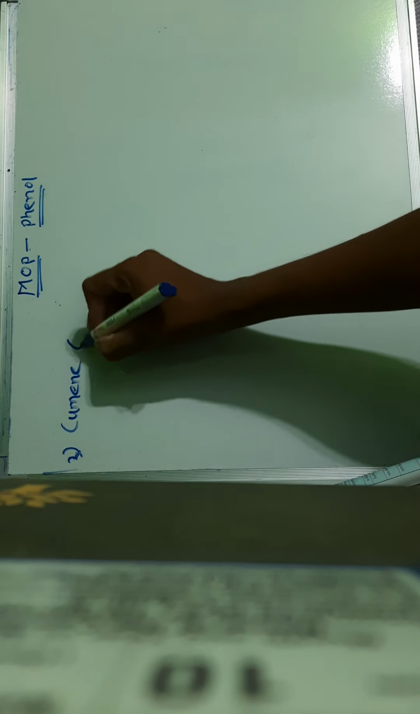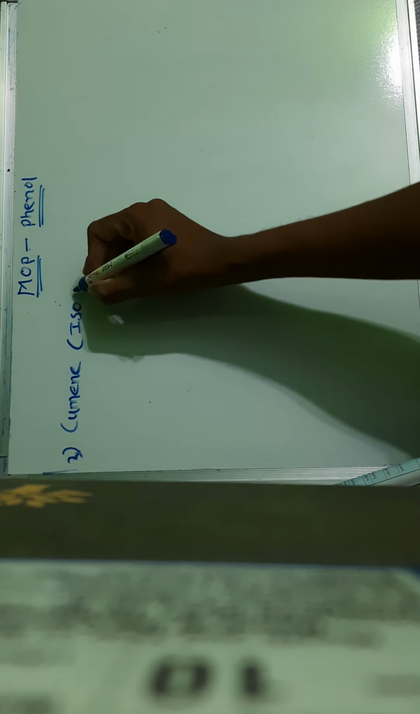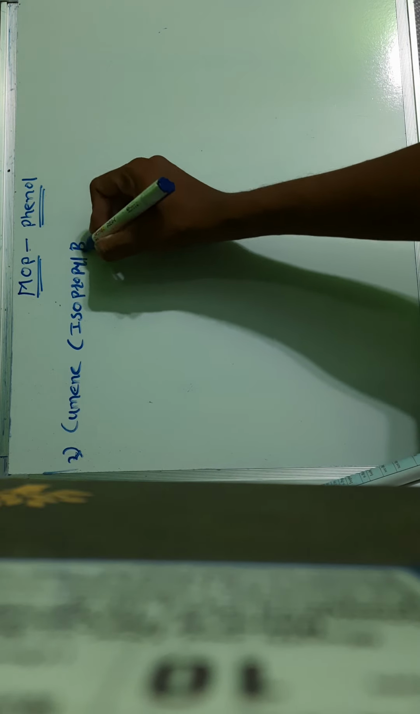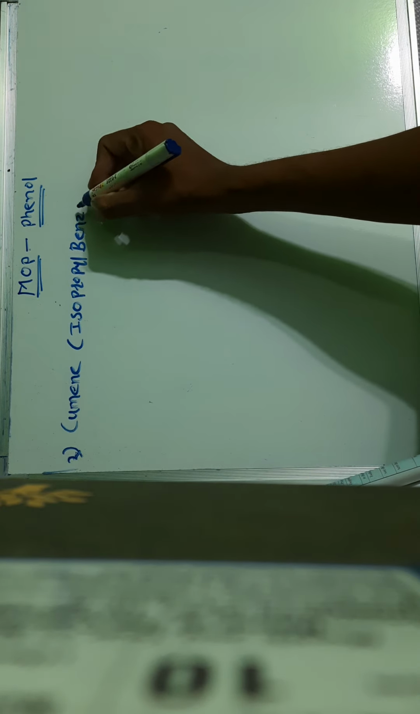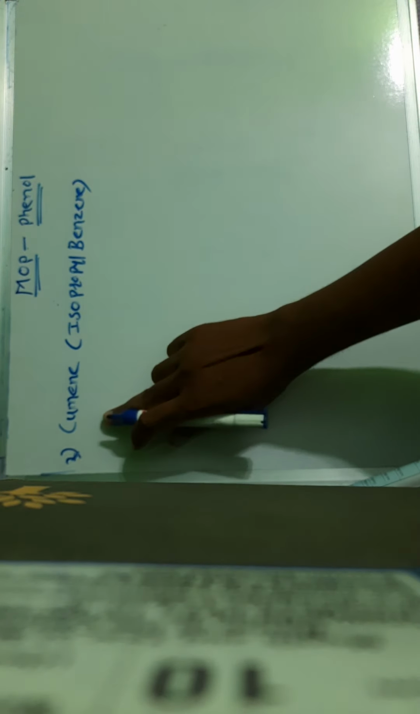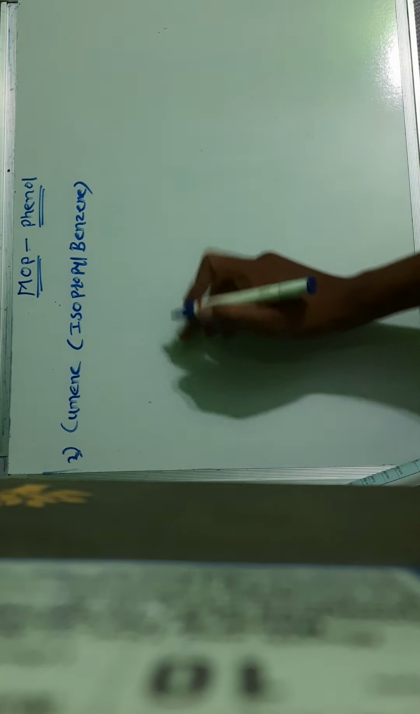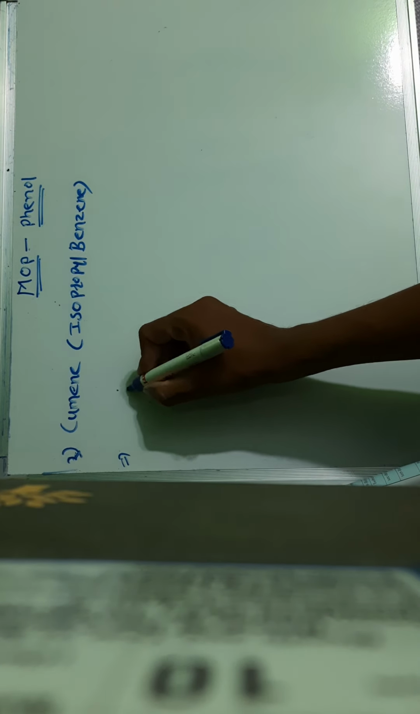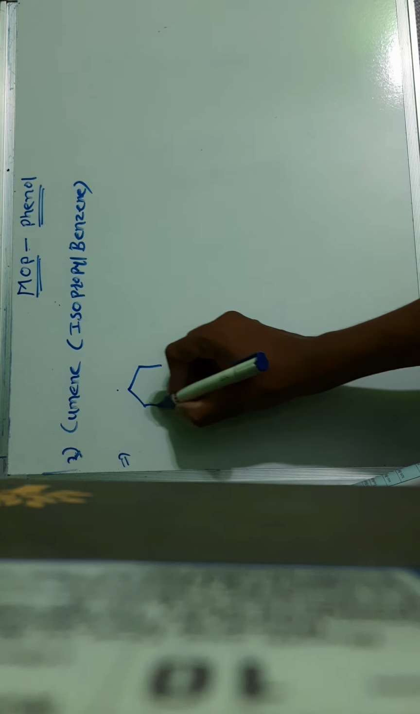It is also called isopropyl benzene. So by using cumene or isopropyl benzene we can prepare phenol. First we see the reaction, how we can prepare phenol by using cumene or isopropyl benzene. So let's see the first reaction, that is the cumene, also called isopropyl benzene.